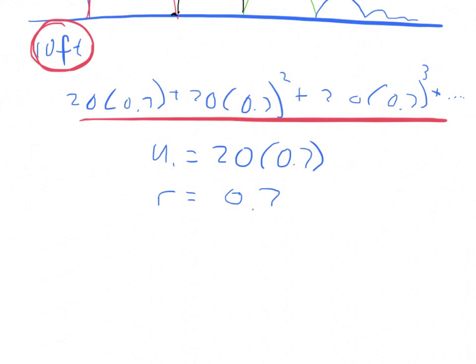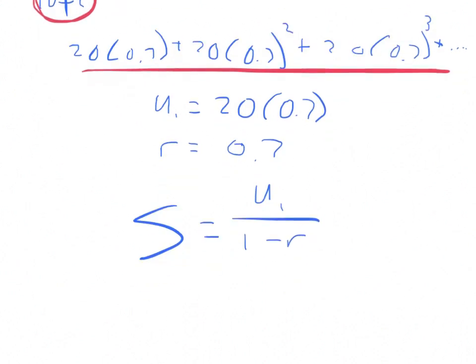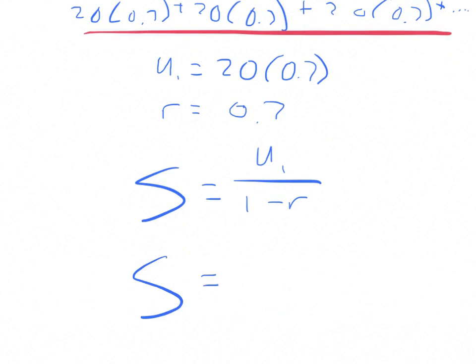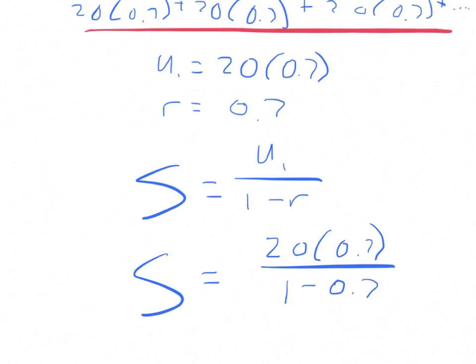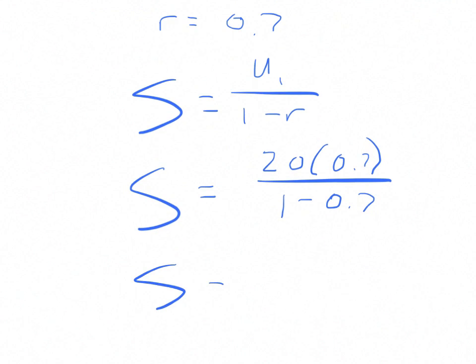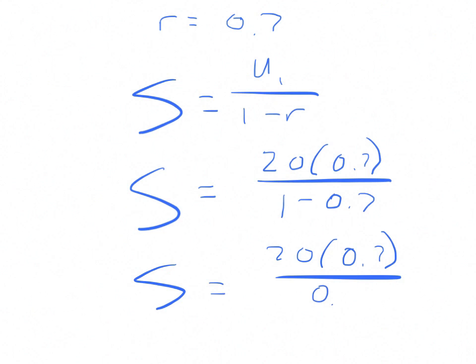So let's use our formula at this point. The infinite sum is u1 over 1 minus r. So in our case, that's 20 times 0.7 divided by 1 minus 0.7. So that is 20 times 0.7 over 0.3.